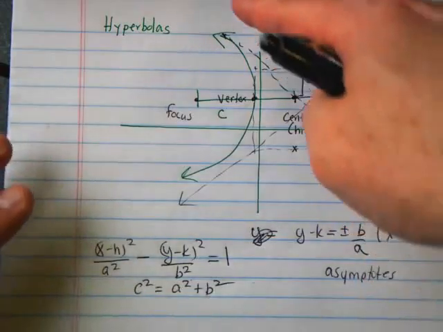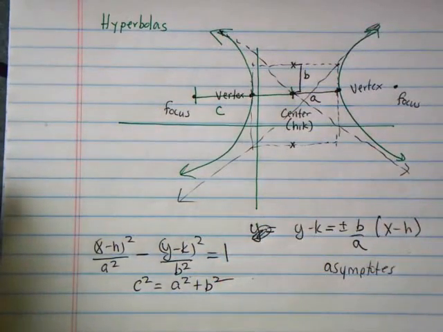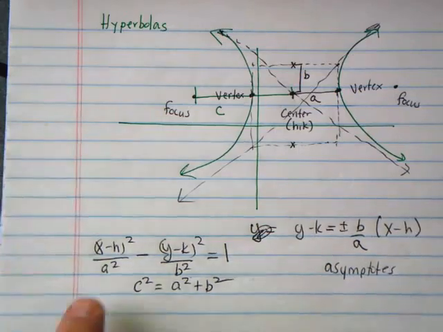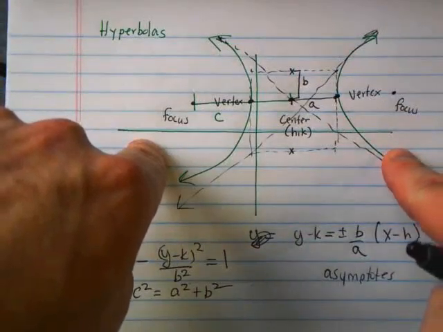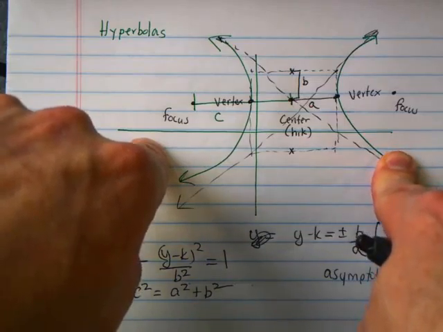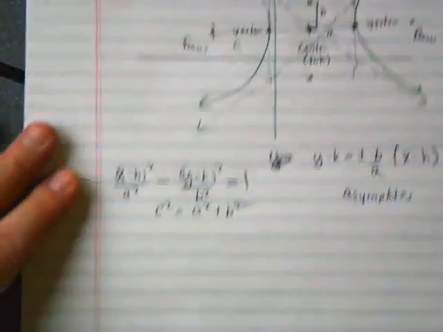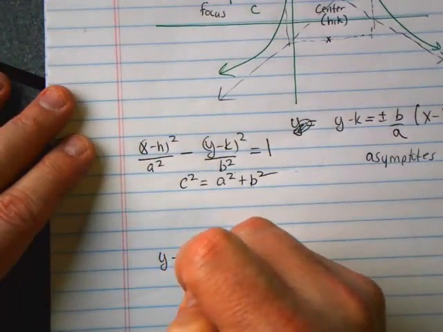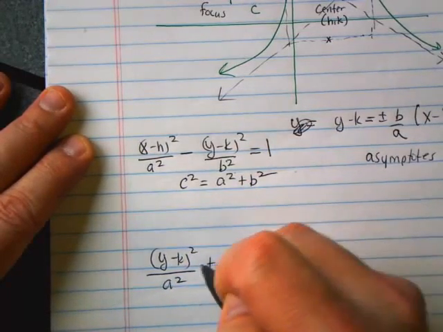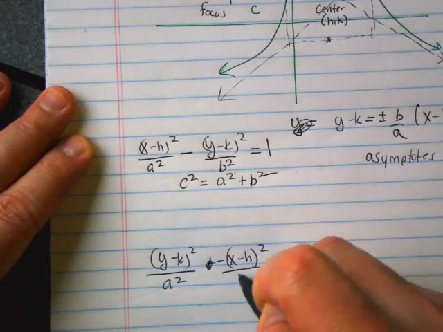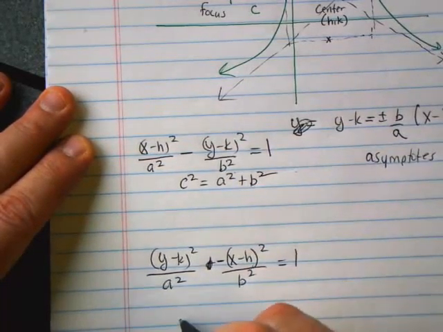What do you think would be different if we wanted a hyperbola that opened up and down? We do two things. One, we switch the a's and b's, and we switch the plus sign. So if the x's are positive, it's going to open left and right. If the y's are positive, it's going to open up and down. So the other equation you're going to see is (y minus k) squared over a squared minus (x minus h) squared over b squared equals 1. This would open up and down.